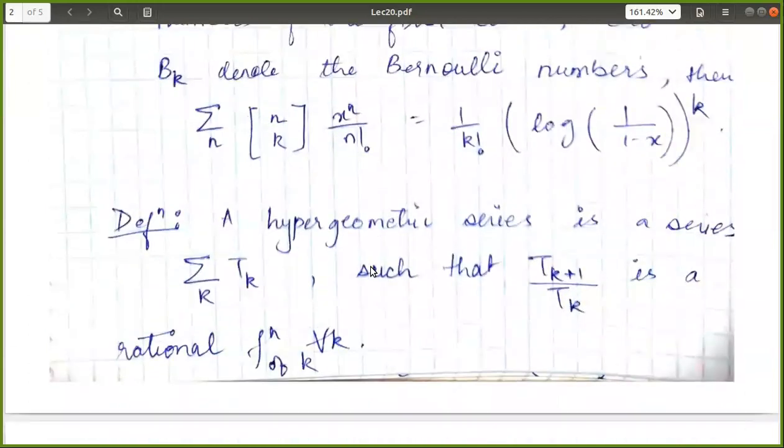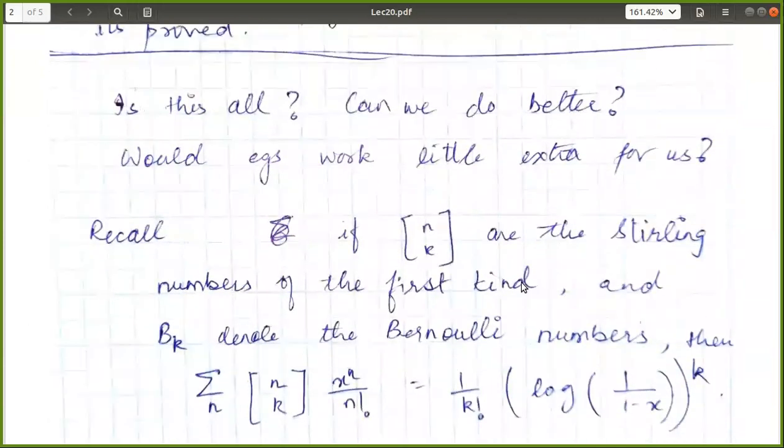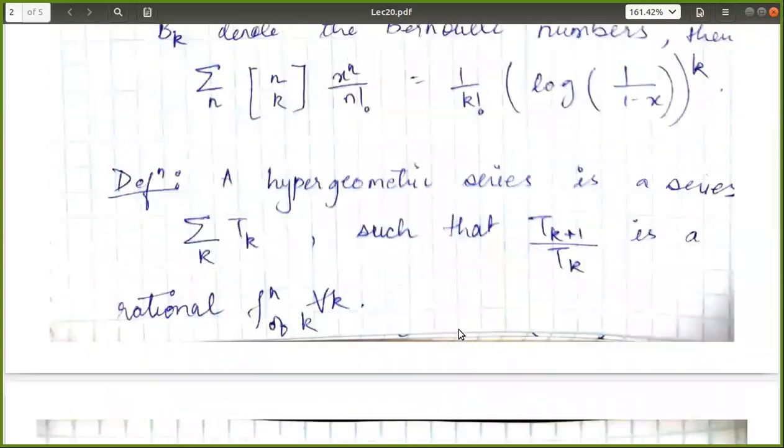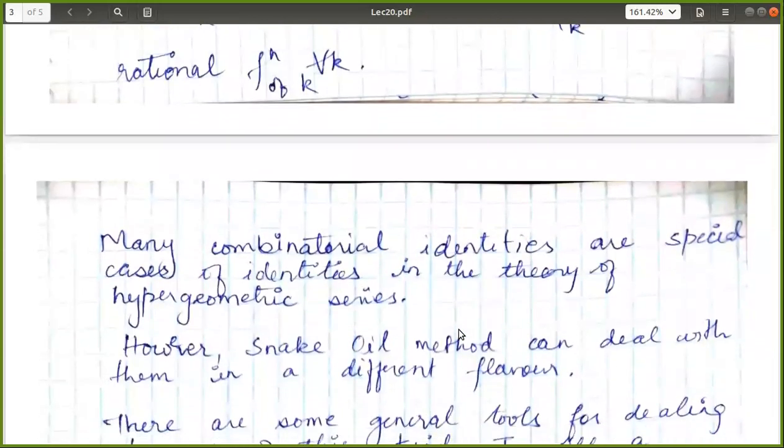So what we said now here was, can we extract more out of the snake oil method if we tried applying it to exponential generating functions instead of the ordinary power series generating functions? And we see the answer to it now. Many combinatorial identities that you see are actually special cases of identities in the theory of hypergeometric series.